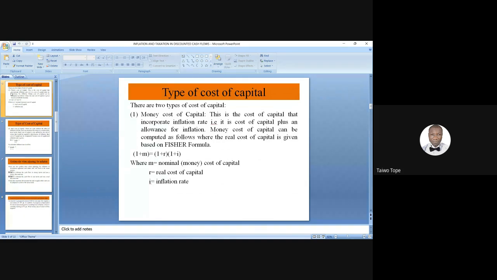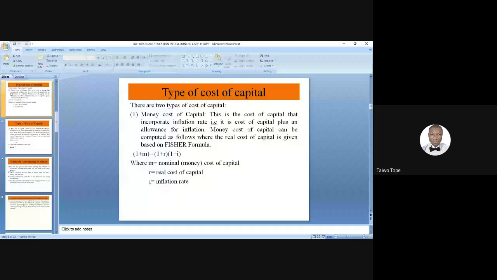We must note this: except otherwise stated, always assume the available cost of capital to be the money cost of capital. On the slide, I put that this is the cost of capital that incorporates the inflation rate. That is, it is the real cost of capital plus an allowance for inflation. So money cost of capital can be computed using the Fisher formula, which is stated as the money cost of capital equal to the real cost of capital multiplied by the inflation rate. That is, 1 plus m equals 1 plus r multiplied by 1 plus i.